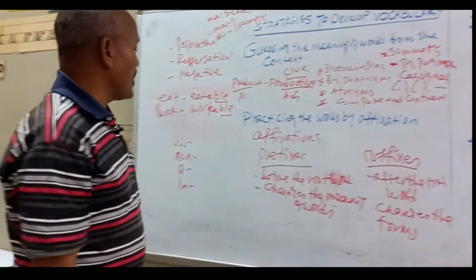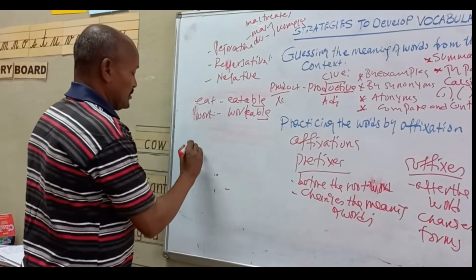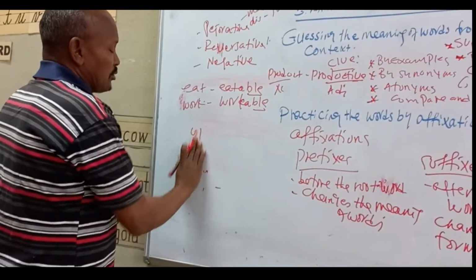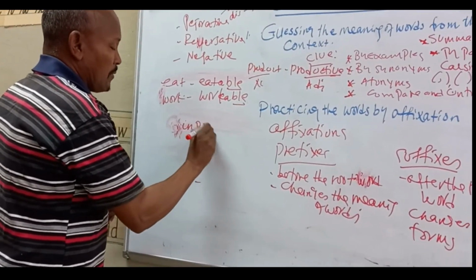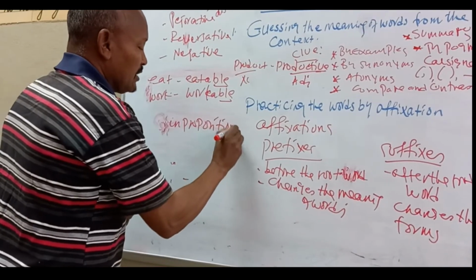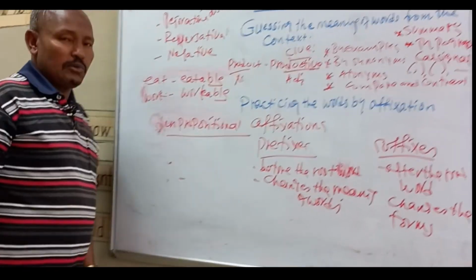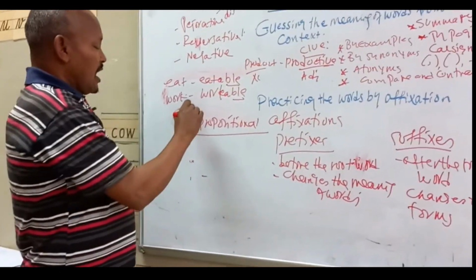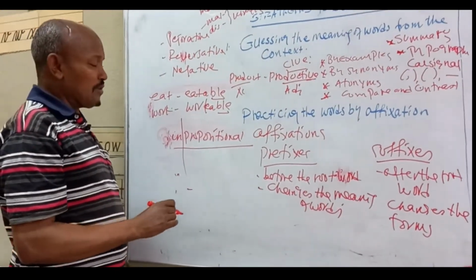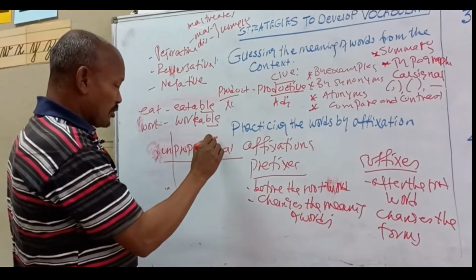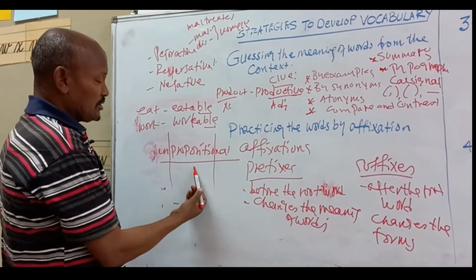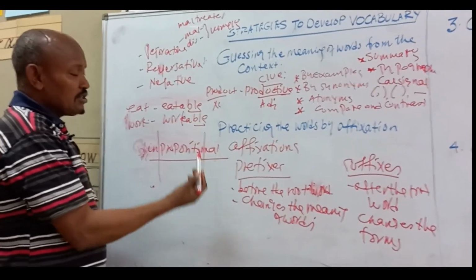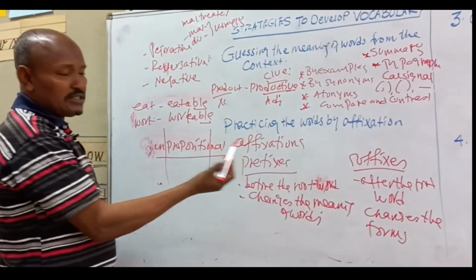Let me give you one example: unproportional. This is a vocabulary word constructed in a sentence. We can categorize this word: the prefix un, and proportion, which is a noun, and proportional, which is an adjective. So we can categorize these words into prefixes and suffixes.